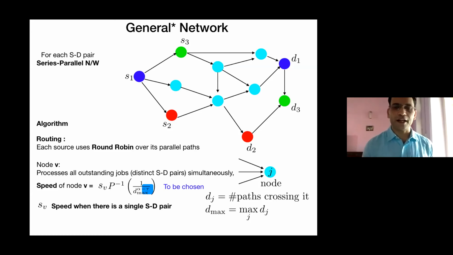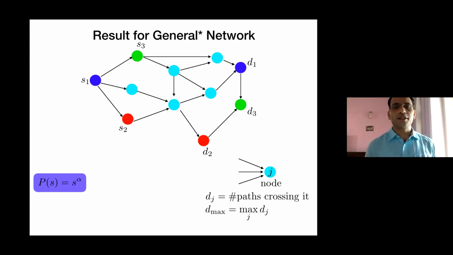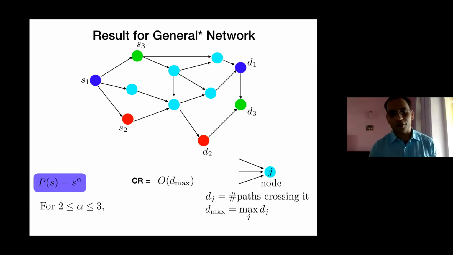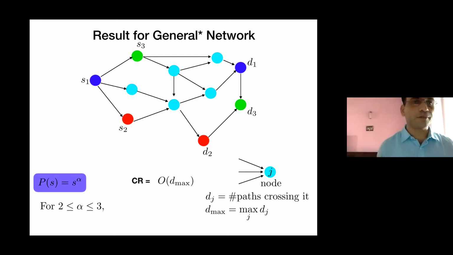And your parameter in hand is the tau. So the result we can give is as follows: for power function of the kind P of S equal to S to the power alpha, the competitive ratio scales as D max and not D to the power 2 or 3, which it could. Essentially, extending the series parallel network would give you something like D max to the power alpha, but by decreasing the speed and doing a few more things, one can bring it down to order D max. So D max is the congestion in the network and the competitive ratio scales as the congestion of the network. But at least it becomes independent of alpha for reasonable values of alpha.